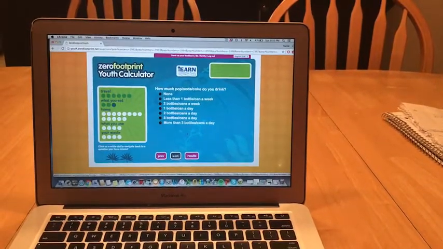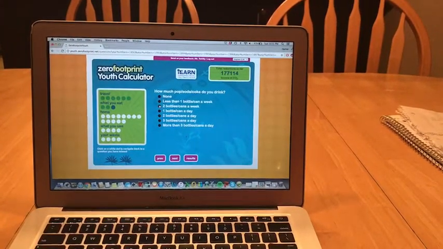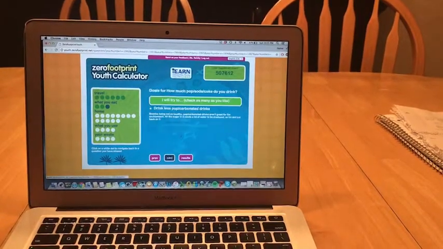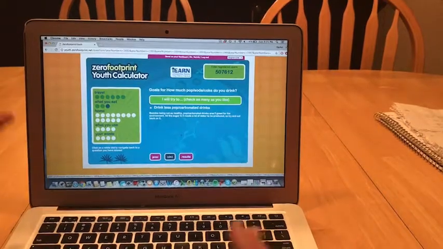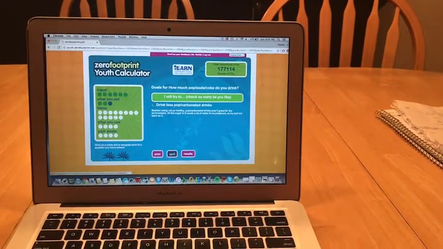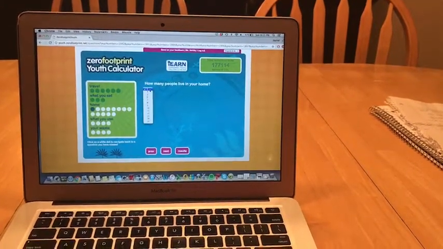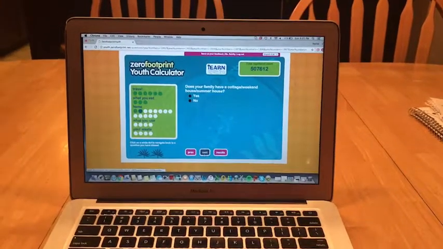How much soda do you drink? I'm going to say probably about 2 bottles or cans a week. This next one. So actually drinking less pop or carbonated drinks actually really helps the earth. So I'm going to click on this next one. How many people live in your home? I put 5. Next.